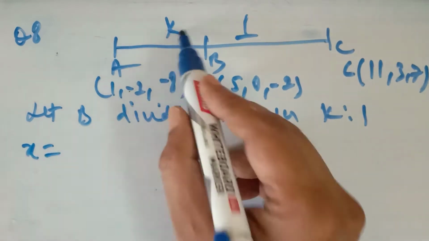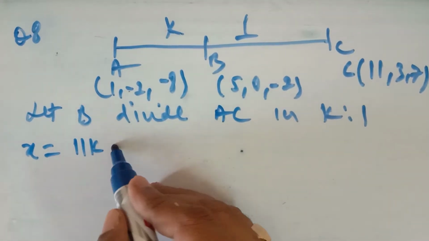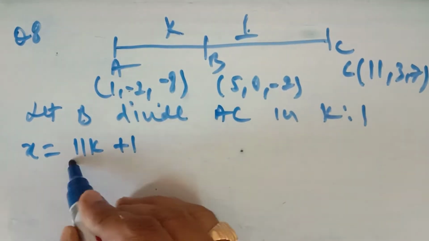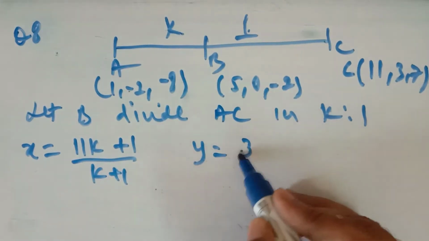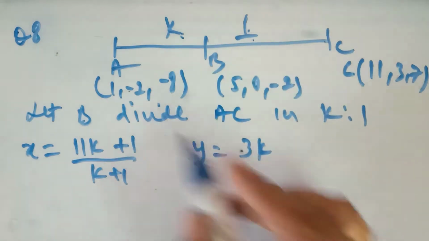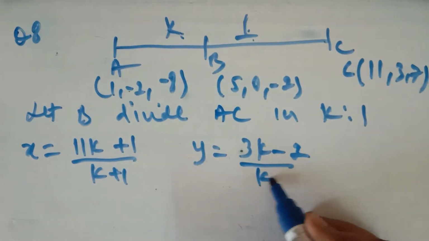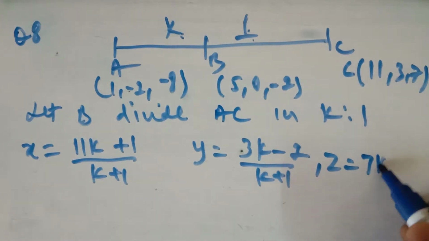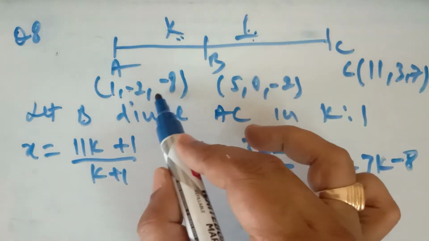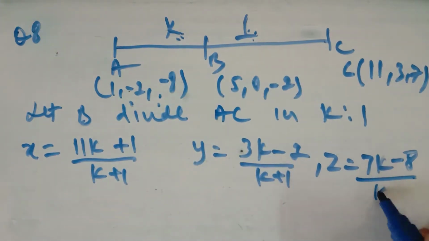The value of X is K into 11, that is 11K, plus 1 into 1, upon the sum of the ratio. The value of Y is 3K, that is 3 into K plus 1 into minus 2, upon the sum of the ratio. And the coordinate of Z is K into 7 plus 1 into minus 8, upon the sum of the ratios.